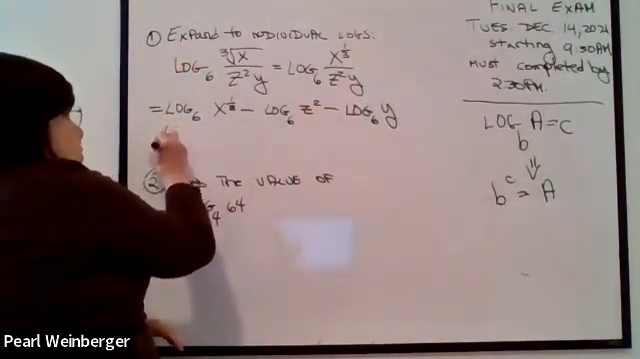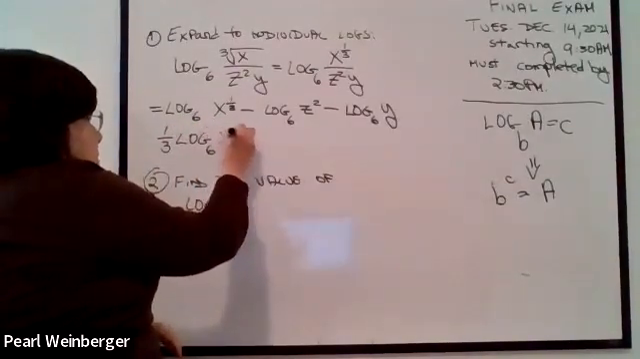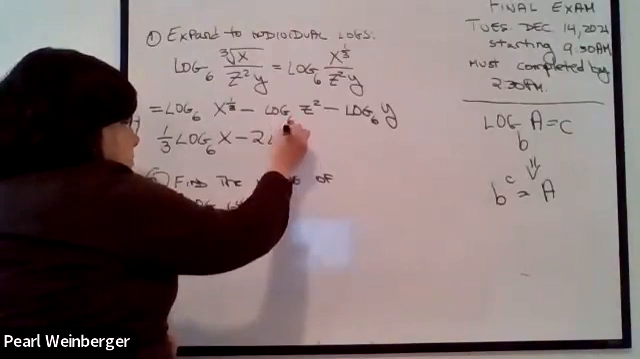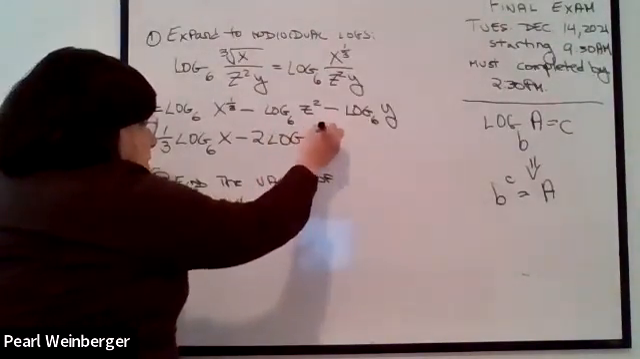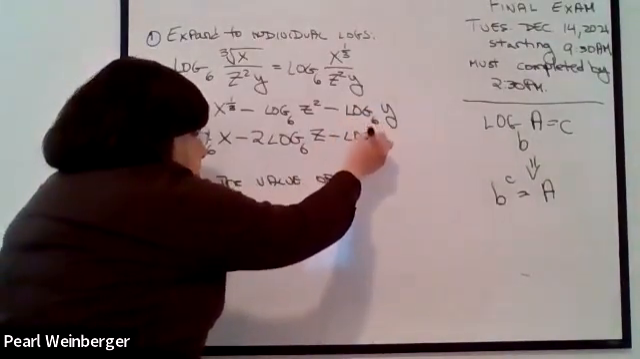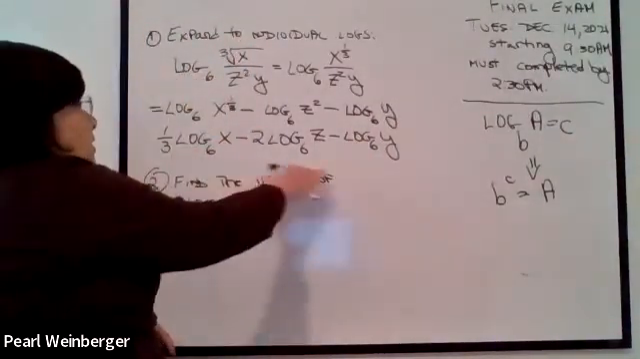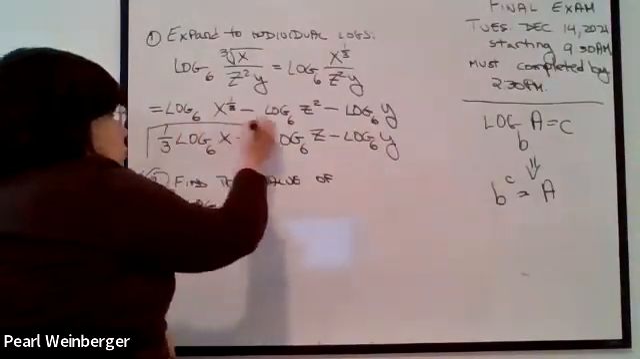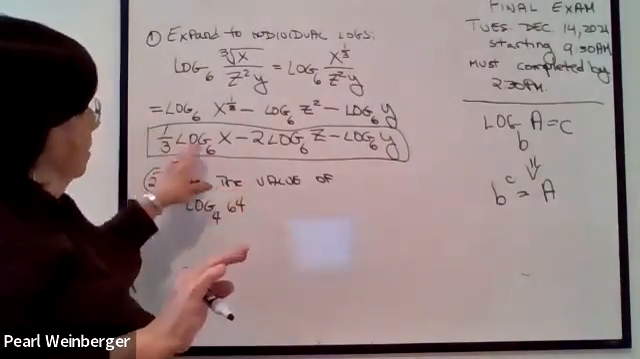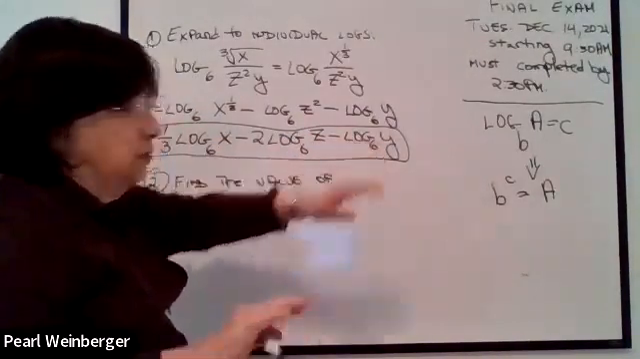So this will become 1/3 log base 6 of x. Here's an exponent, so that's going to become a coefficient, minus 2 log base 6 of z. There's no exponent here, so we just write it minus log base 6 of y. And that's how you would write this expression in its expanded version in terms of the individual logs: 1/3 log base 6 of x, minus 2 log base 6 of z, minus log base 6 of y.